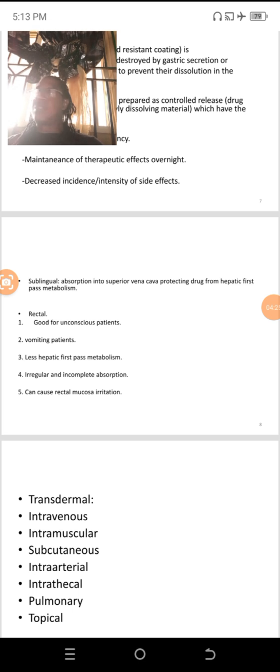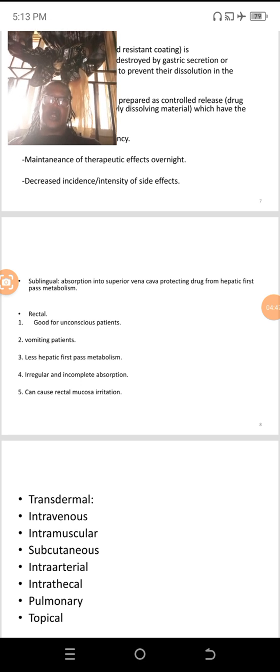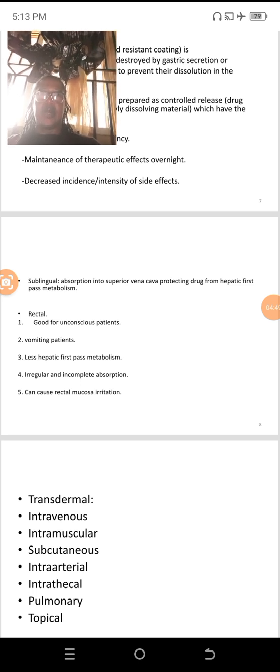And this route is good for drugs that are subject to extensive first pass hepatic metabolism. A drug like nitroglycerin, which is used in managing angina, is almost completely metabolized when administered via the oral route. Hence, it's usually administered sublingually.